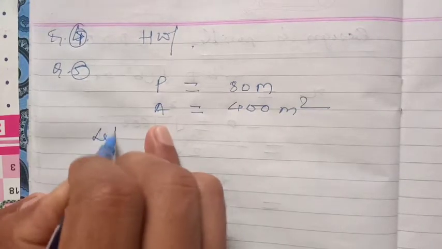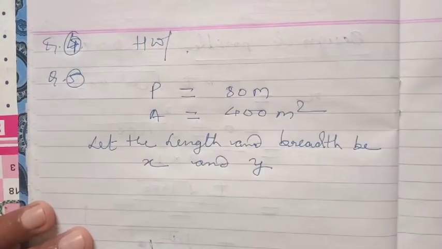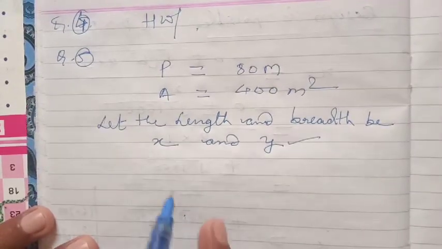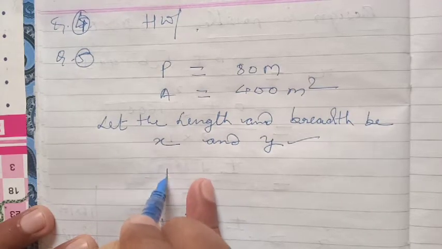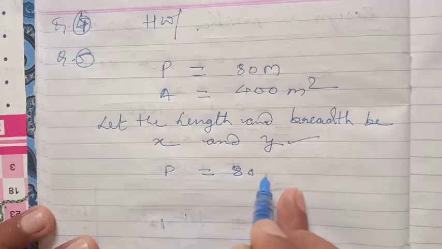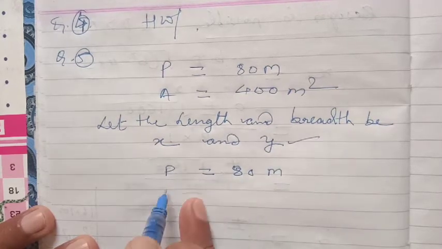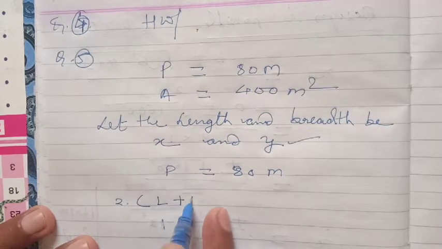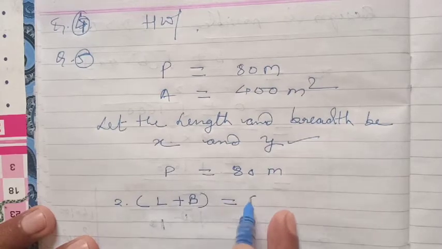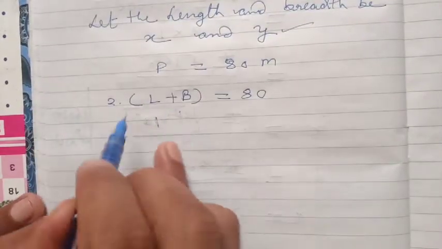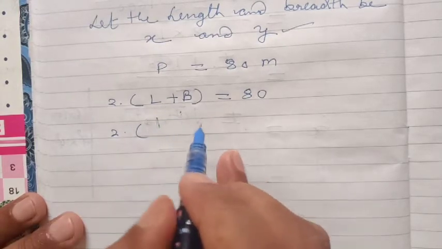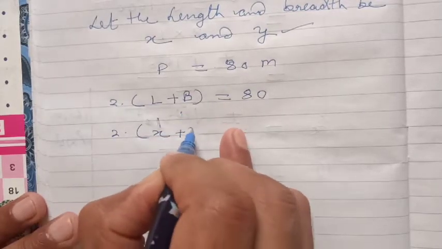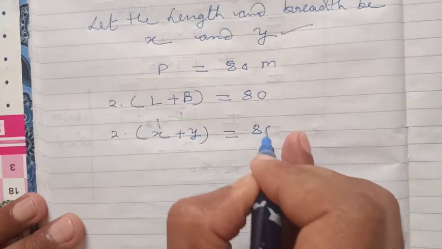Let the length and breadth be x and y. Perimeter, it means P is equal to 80 meters. Perimeter of a rectangular shape, do you know? 2 into length plus breadth is equal to 80. What is length here? Length is x. What is breadth here? y. 2 into (x plus y) is equal to 80.